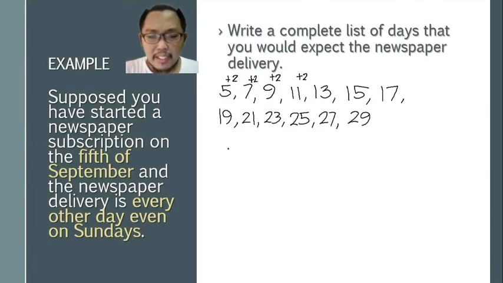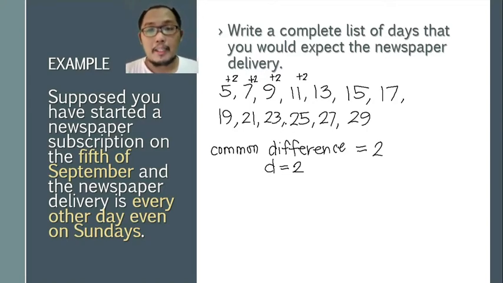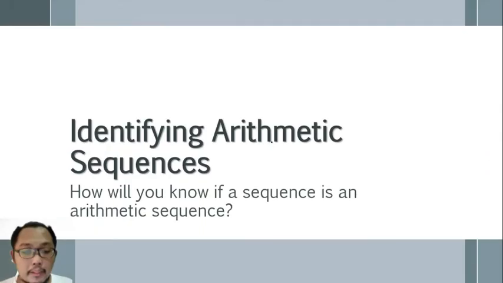Based on the definition, this number that we have used, which appears to be constant, is what we call the common difference. So you may say that the common difference for this arithmetic sequence is positive 2. The common difference is usually denoted as d. So we can also say that d is equal to 2. This is an example of an arithmetic sequence. Let us proceed with identifying arithmetic sequences.